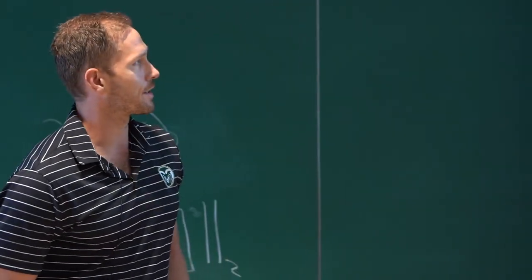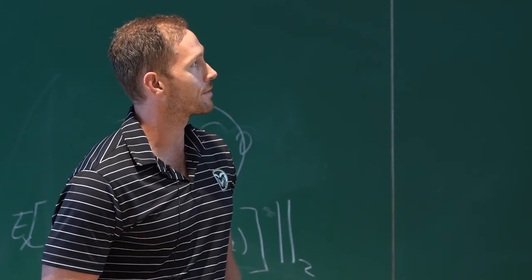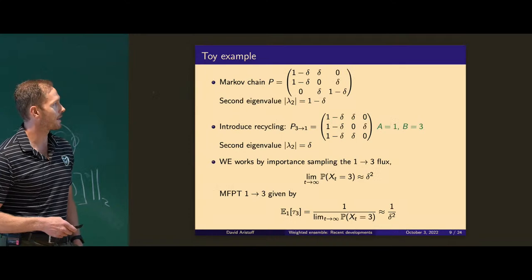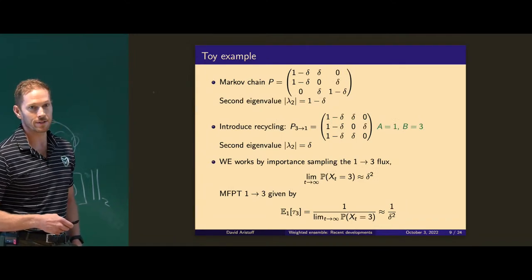So here's a toy example just to get a feel for what's going on. Here we have three states, one, two, and three, represented by rows in a transition matrix. And this is a Markov chain where it's difficult to get from one to three. The second eigenvalue is one minus delta. If we introduce recycling from three to one, as I described in the last slide, then that gets rid of the slow time scale, basically.